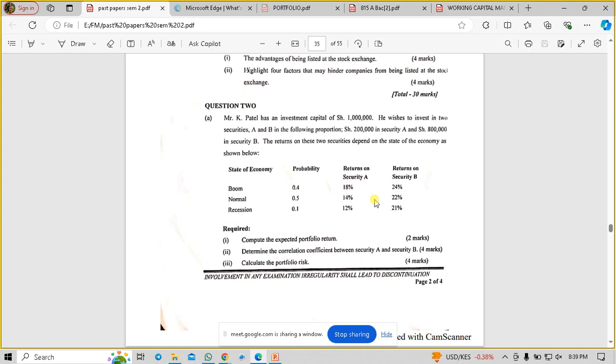Remember it's probability, then return minus expected return. So the return is 18, return of A.